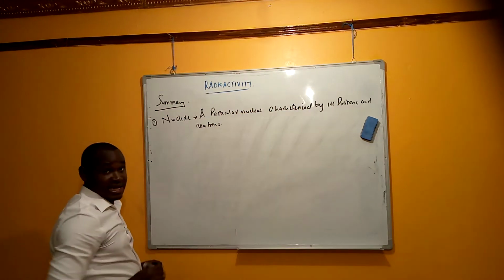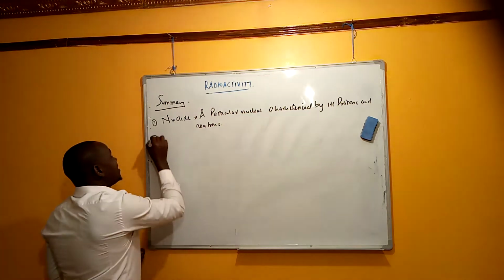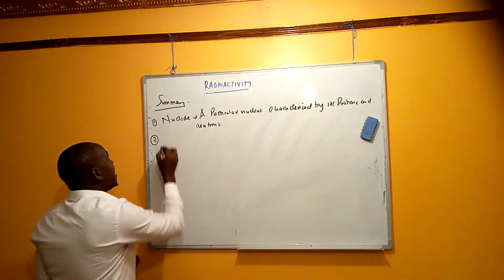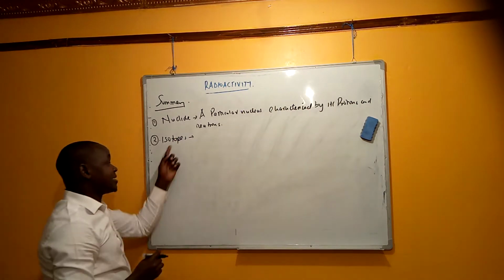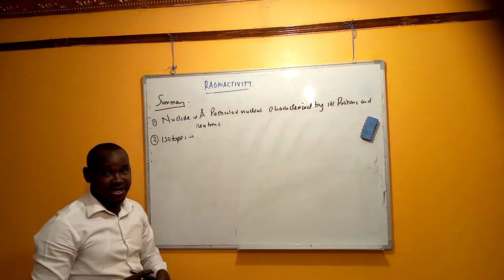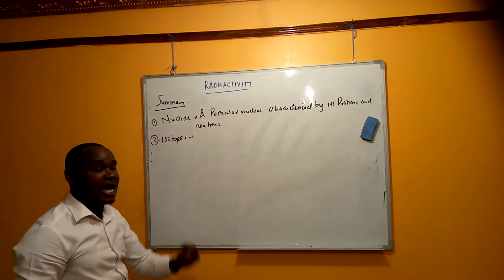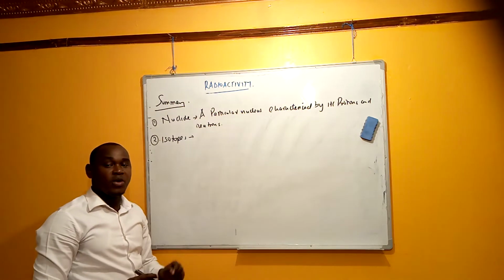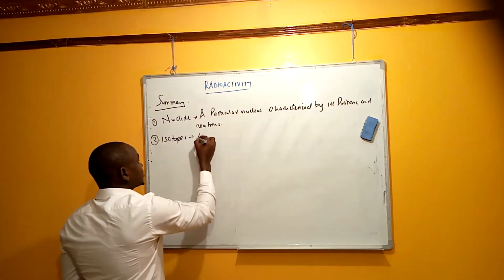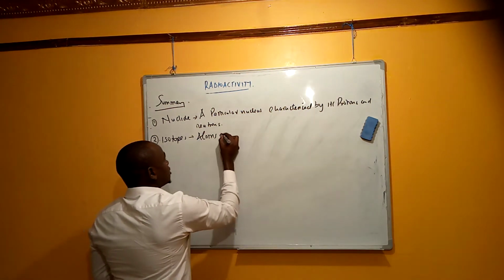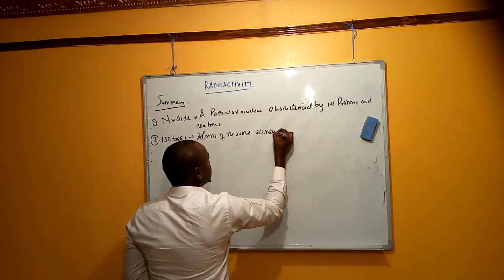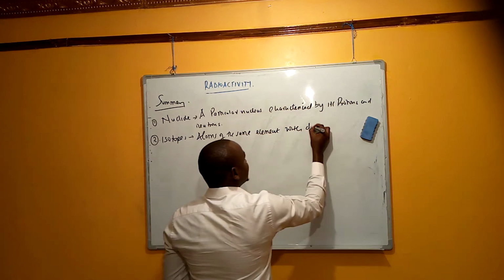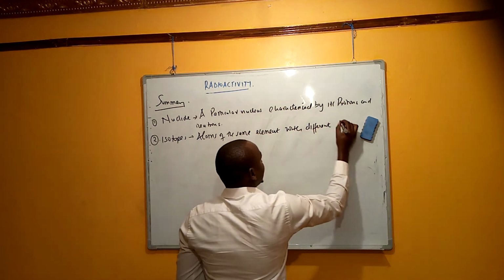And also we've given examples. Number two, we have defined the term isotopes. Remember, this is just a reminder because this is something that you must have done in Form 2. Isotopes, you've said, are atoms of the same element with different mass numbers.